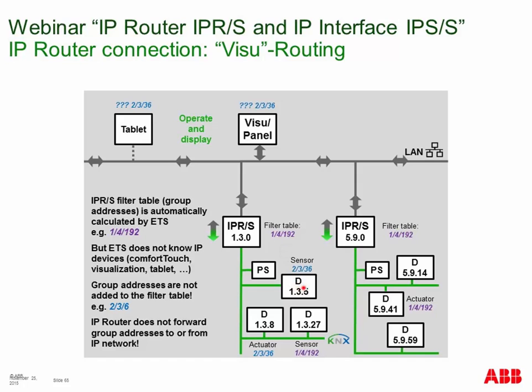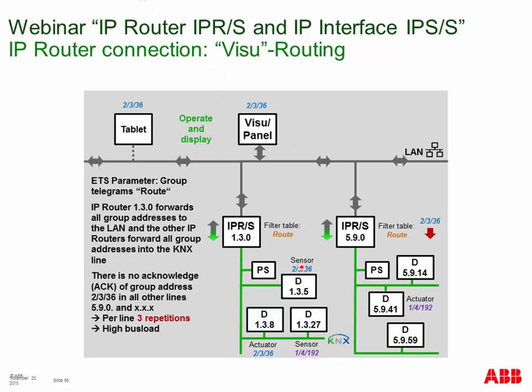Now when we press this rocker, the group address goes down to the actuator, it switches on, and goes to the IP router, but the IP router says, okay, I don't know this group address, and then the telegram will stop here. So on our visualization system, we cannot see the correct status of our group address 2336, because the visualization uses the routing and here there is no telegram. So what can we do to solve this problem?